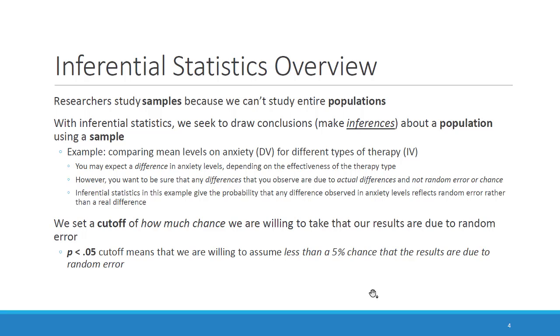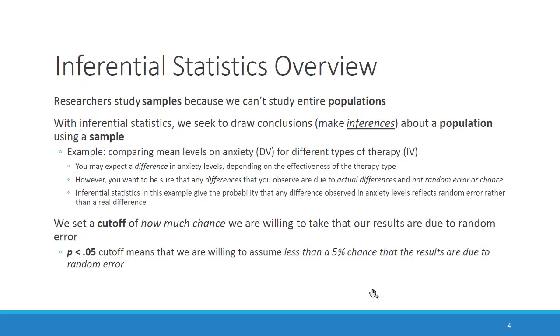In terms of an overview of inferential statistics, researchers study samples because we can't study entire populations. You probably remember this from your statistics class. With inferential statistics, we seek to draw conclusions, in other words, make inferences, hence the name inferential statistics, about a population using a sample. So let's go over an example of what I mean by that.